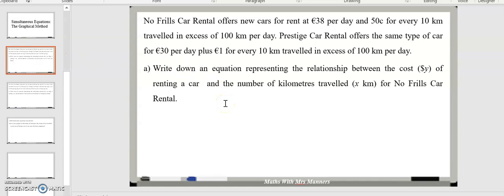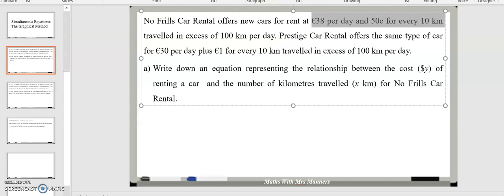Okay, we've got two car companies. There's No Frills Car Rental, and there's also Prestige Car Rental. No Frills Car Rental allows you to hire a car for 38 euros per day, and you pay 50 cents for every 10 kilometers traveled in excess of 100 kilometers per day. So if you do 110 kilometers, you're going to pay an extra 50 cents. 120 kilometers means you'll pay two lots of 50 cents, and so on. Basically, every time you travel an additional 10 kilometers, you get charged 50 euro cents.